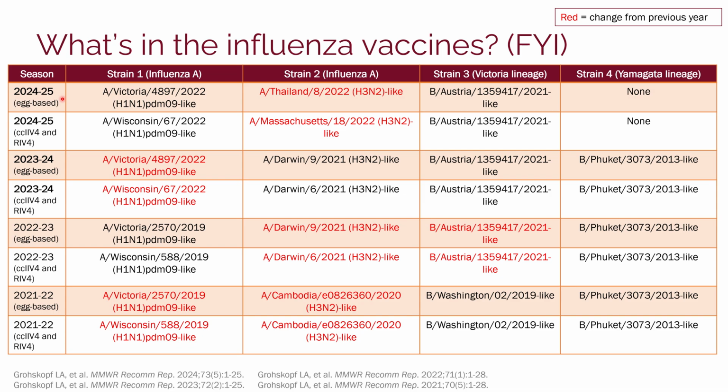For 2024-2025, we're using the same H1N1 as last year. What's getting updated is the H3N2. And something to note is that the version that's in the egg-based vaccine is slightly different than what's in the cell-cultured and recombinant vaccine. So depending on whether you're getting egg-based vaccine or cell-cultured, you get slightly different vaccines in regards to that. And then for influenza B, we still have the Victoria lineage, which essentially has remained the same for the last 3 years.